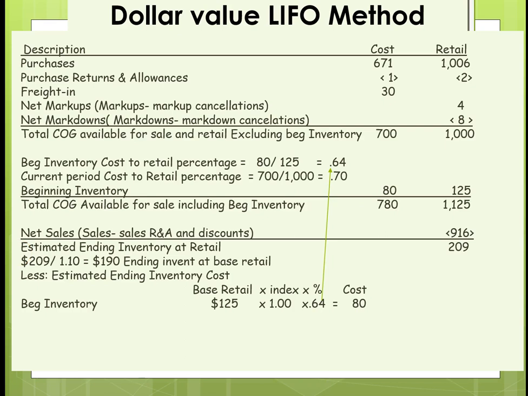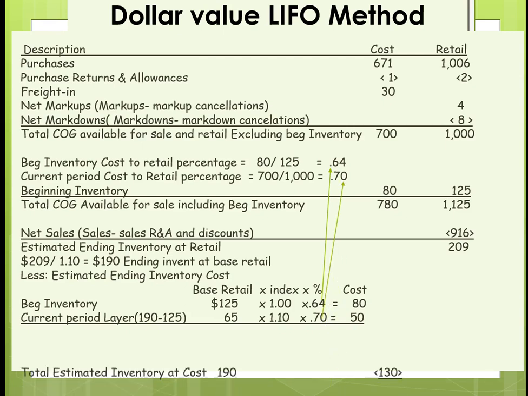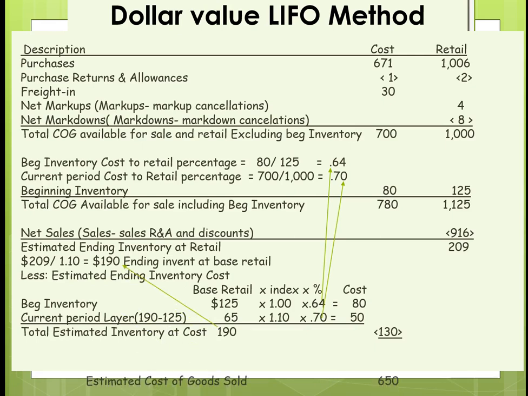which tells us that part of the inventory at cost is $80. And then we're going to take our layer, which is the difference between the 190 and the 125 times the 110 times 70%, and that gives us the cost for the layer, which gives you 130, and that gives you your estimated cost of goods sold.